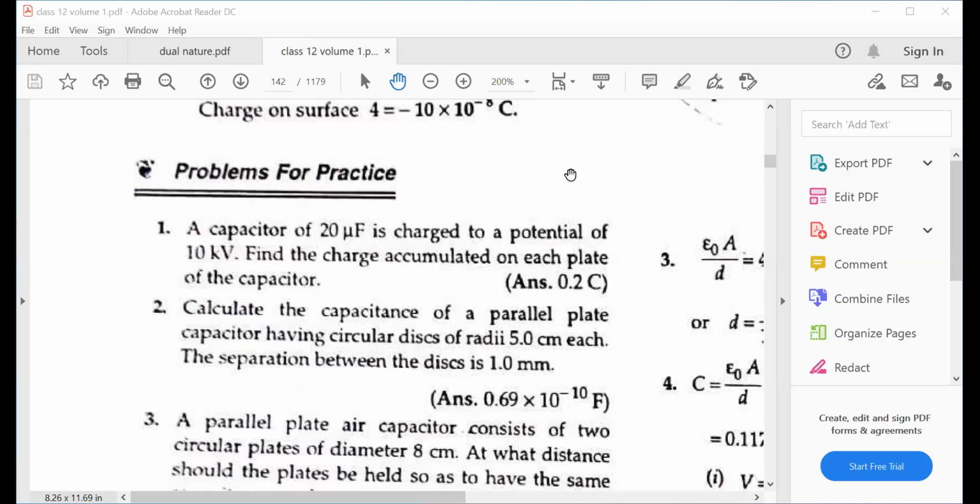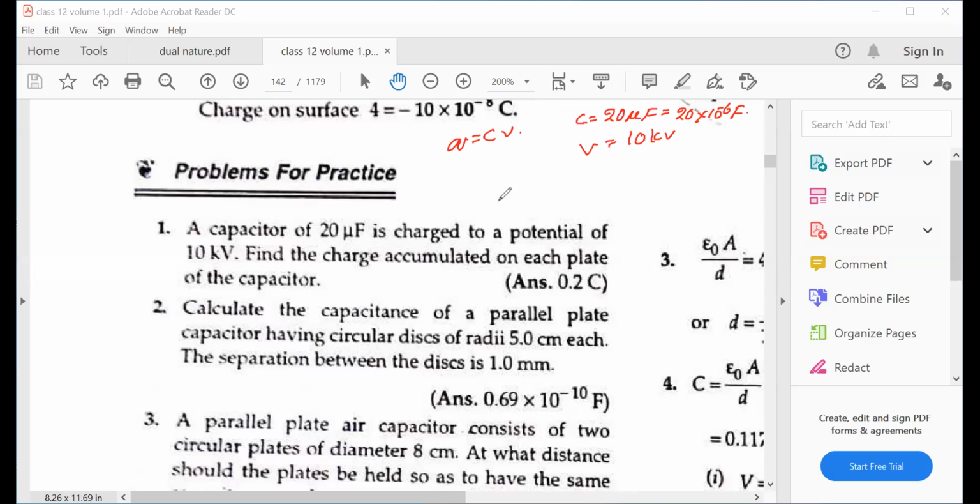Let's check the answers. In the first question, we need to find the charge. The relation is Q is equal to CV. First, we have to identify the capacitance: C is equal to 20 microfarad. Micro is 10 power minus 6, so 20 into 10 power minus 6 farad, charged to a potential of 10 kilovolts. So the voltage is 10 kilovolts, and kilo is nothing but 10 power 3.